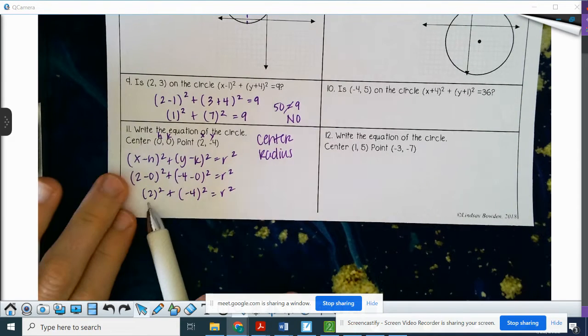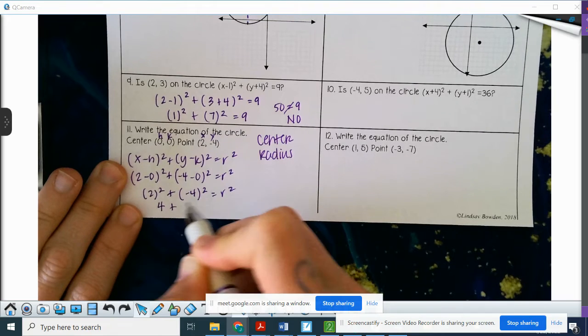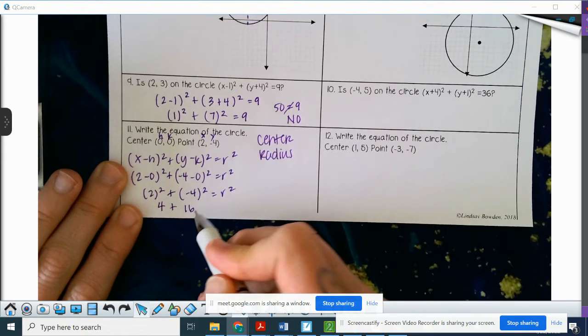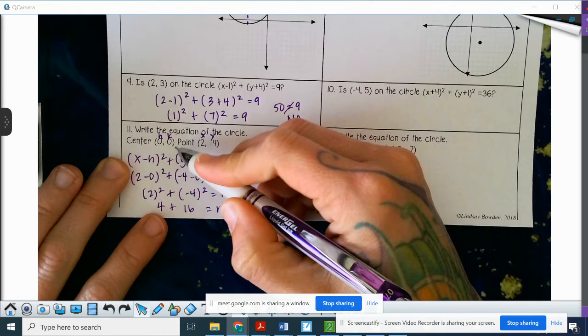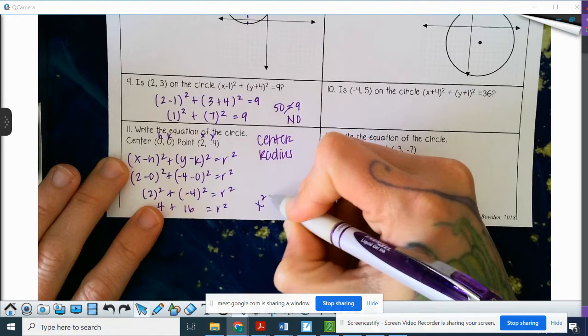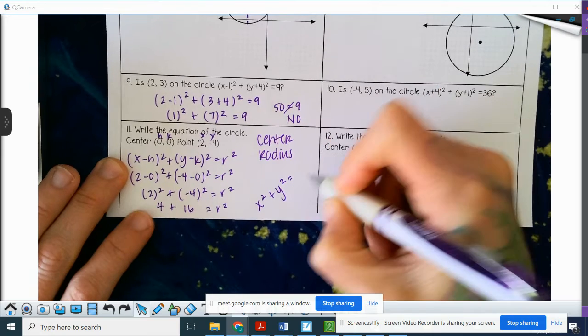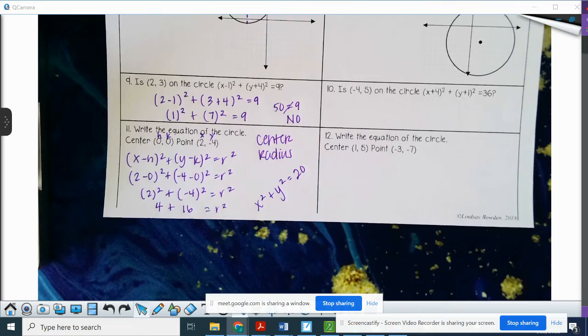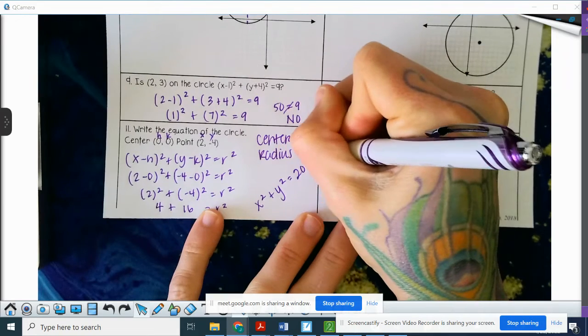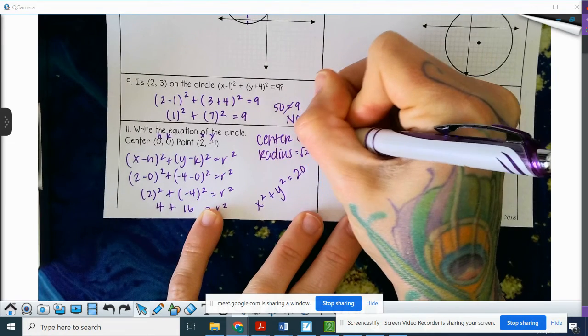2 times 2 is going to be 4. 4 times 4 is 16, and negative times negative gives you a positive, equals radius squared. So it's going to be 20. Our center is 0, so it's going to be x squared plus y squared equals 20, because radius squared equals 20. And our radius is actually the square root of 20, and our center is 0, 0, given.